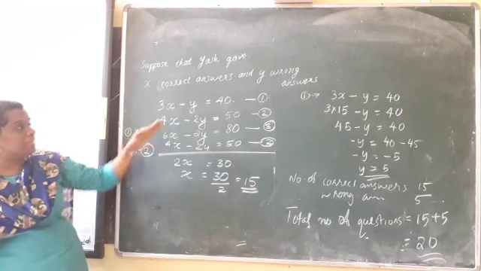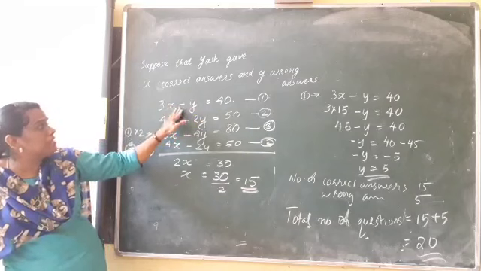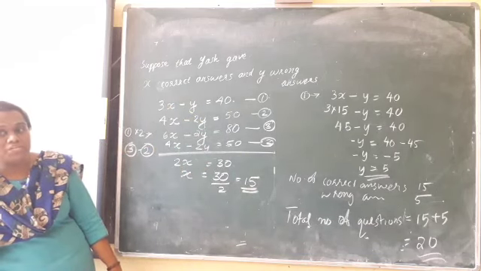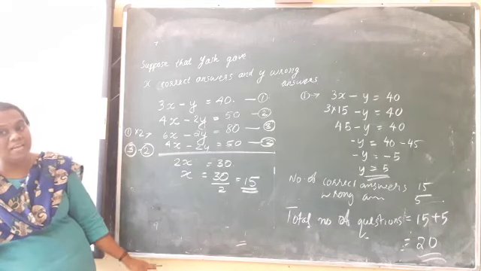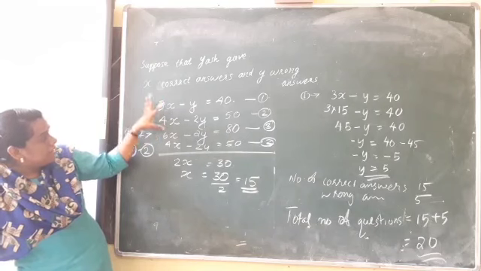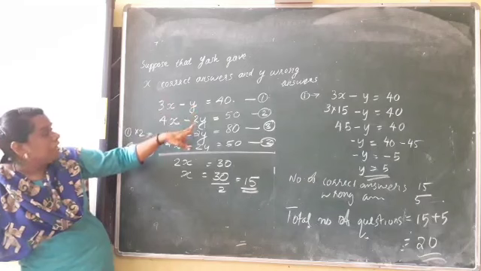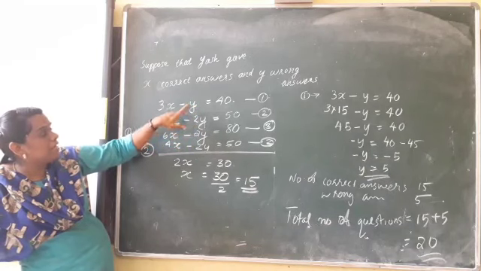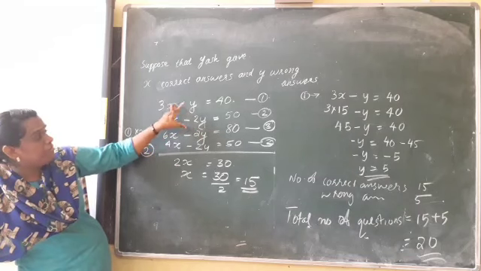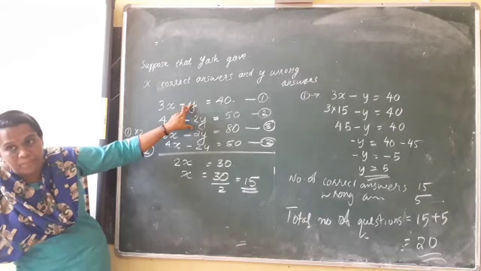You can use any method. The substitution method is convenient because when you transpose, 3x minus 40 is equal to y, you can apply that. Here I use the elimination method. Usually people use the elimination method. I compare these two, then I would like to eliminate y. You can eliminate either x or y. Here when I compare the coefficients of y, I understood that if I multiply the first equation by 2, the coefficients become the same. If the coefficients are the same, we can eliminate.